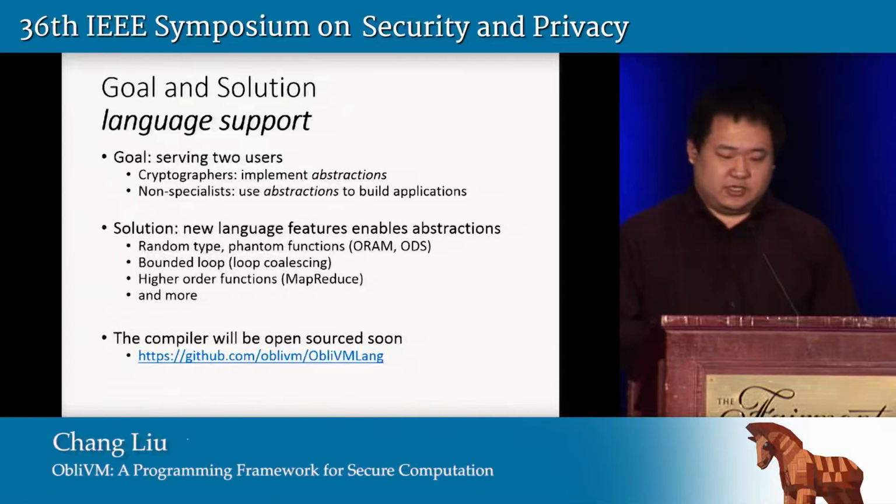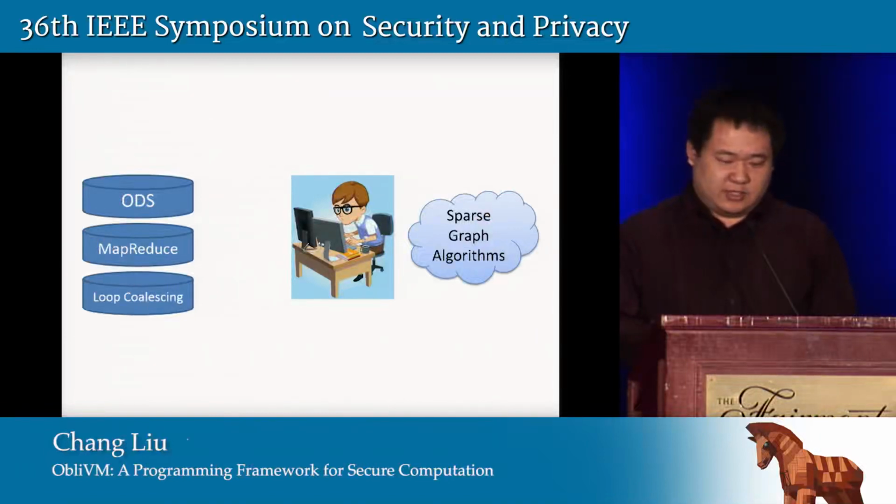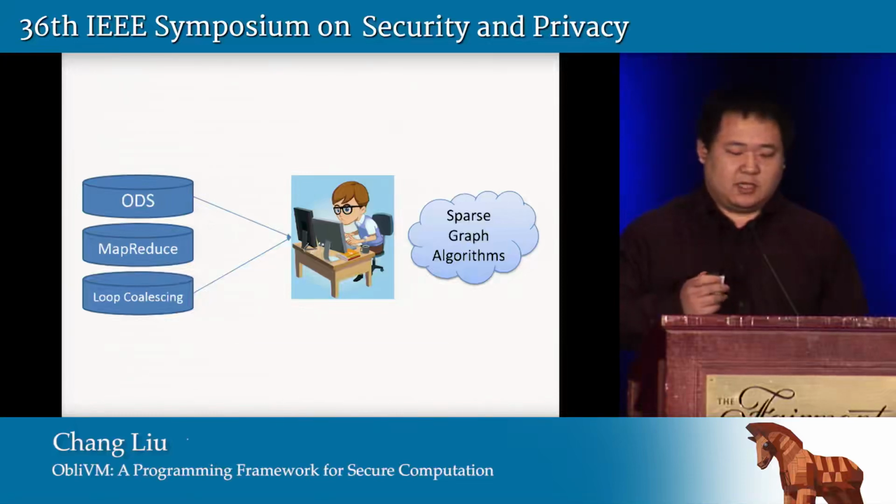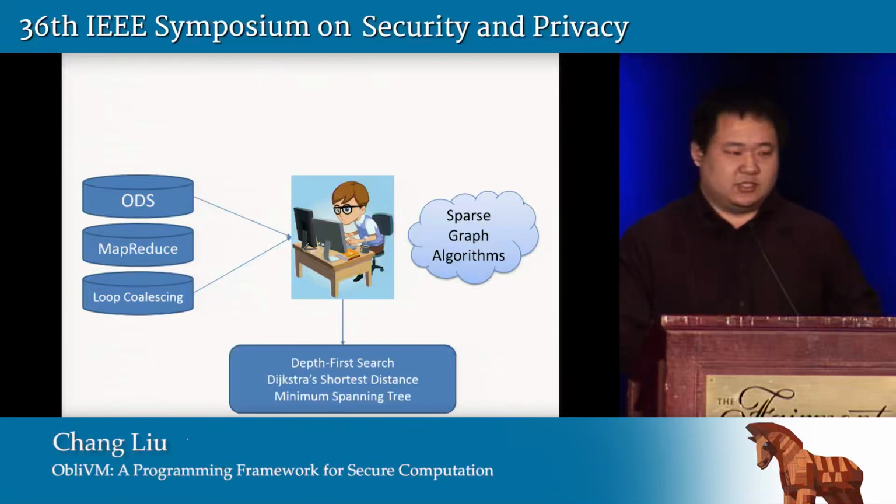I think these features are really cool. For example, we can use random types and phantom functions to implement the ObliVM protocols at the source level rather than as a backend primitive. Having all of this, what can a programmer do? For example, we want to implement sparse graph algorithms. Then we have this arsenal of programming abstractions. Say we want to implement the sparse Dijkstra's shortest distance algorithm. Then we can pick an oblivious data structure, that is, an oblivious heap, and then pick the loop coalescing abstraction to implement it.